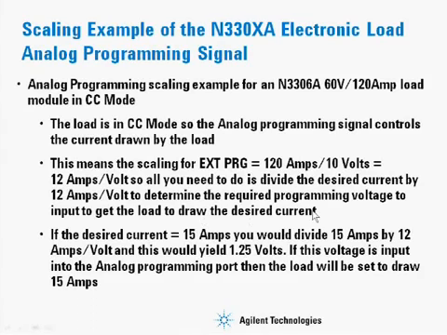the desired current. If the desired current was 15 amps, you would divide 15 amps by 12 amps per volt, and this would yield 1.25 volts. If this voltage is input into the analog programming port, then the load will be set to draw 15 amps.